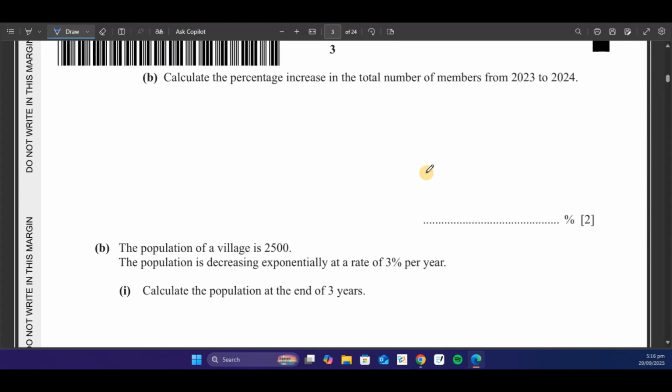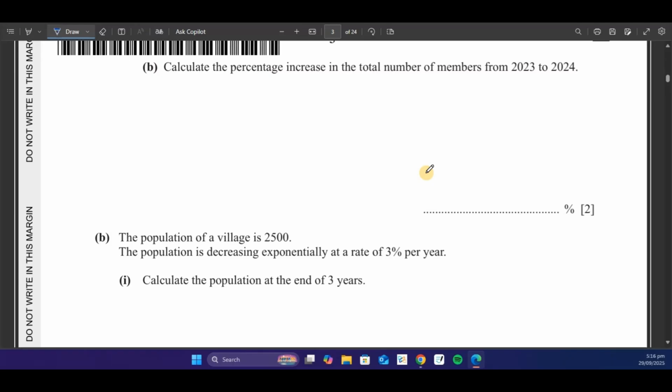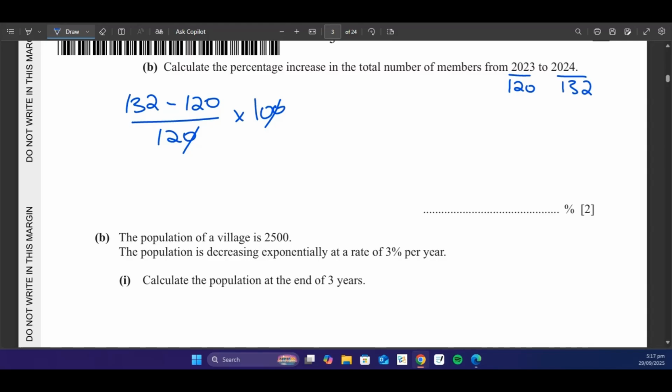Alright, perfect. Moving forward, calculate the percentage increase in the total number of members from 2023 to 2024. Now, we know that in 2023 we had 120 members, and in 2024 now we have 132 members. We need to figure out the percentage increase, so we're going to say 132 minus 120 over 120 into 100. That's what we're going to do, and that should give us 10%.